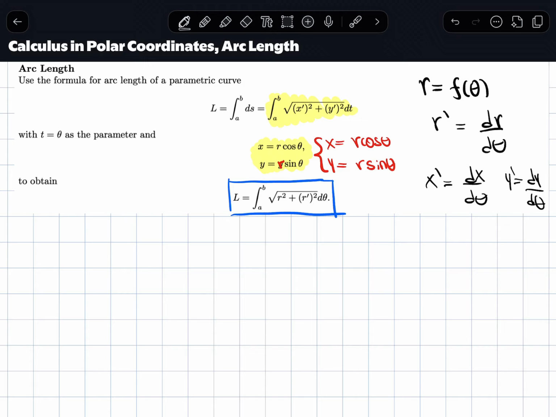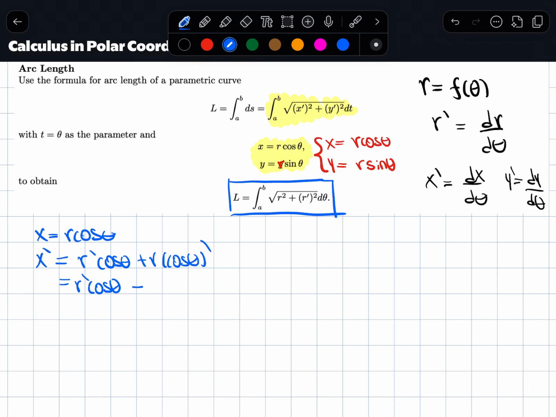x is r cosine theta, and then my x prime, I'm deriving with respect to theta, so I'm going to use product rule: r prime cosine theta plus r cosine theta prime. So this is r prime cosine theta minus r sine theta. This is my x prime. And then my y prime will be, because y is r sine theta, y prime will be r prime sine theta plus r cosine theta, using the product rule again.